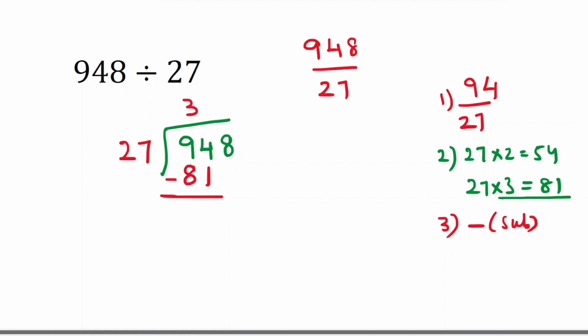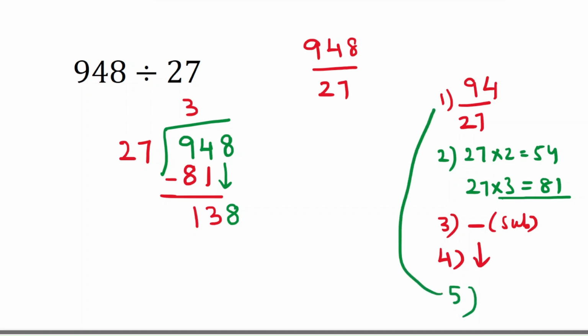Now the third step is subtract. 94 minus 81 is 13. And the next step is bring down. You have to bring down the next digit of the dividend, that is 8. And the fifth step is you have to repeat the process.